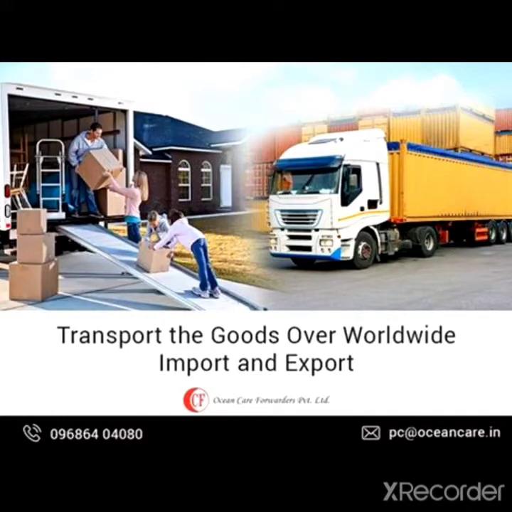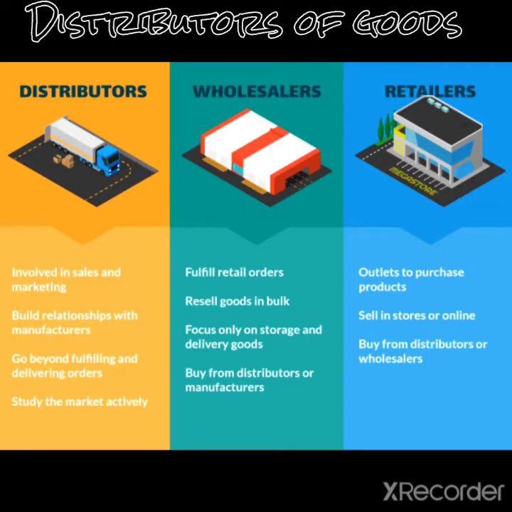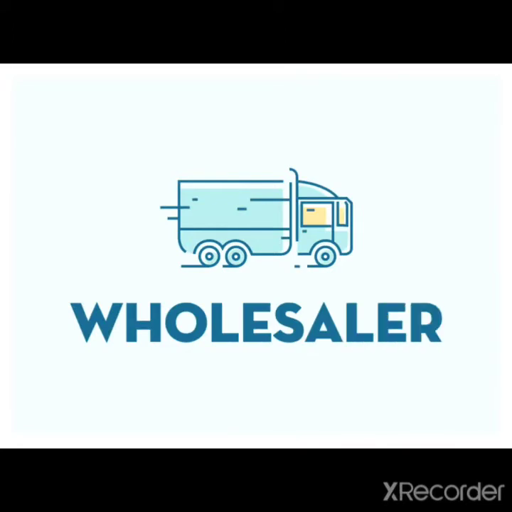Now let's look at the distributors of goods. We have different distributors of goods: the wholesalers and the retailers. The wholesalers buy directly from the distributors or the manufacturers, and they sell down to the retailers. We, the consumers or customers, buy from the retailers. The wholesalers sell in bulk, because they buy directly from the manufacturers or the producers, and they sell down to the retailers.